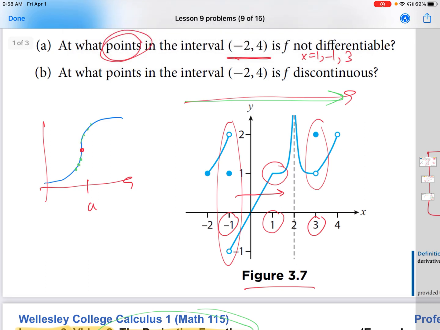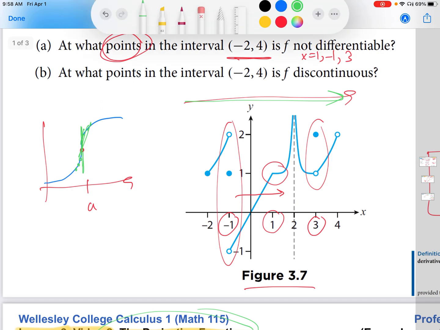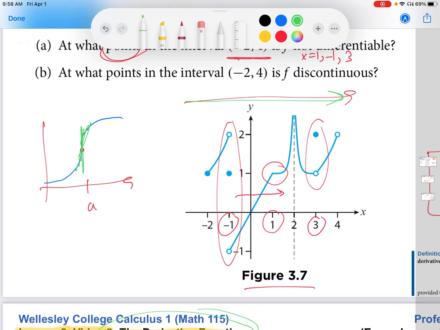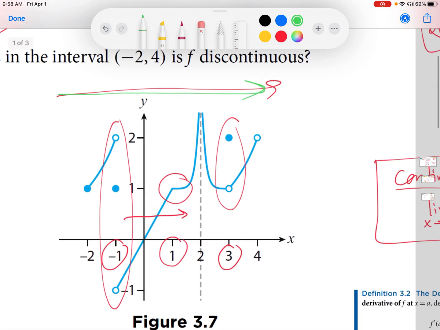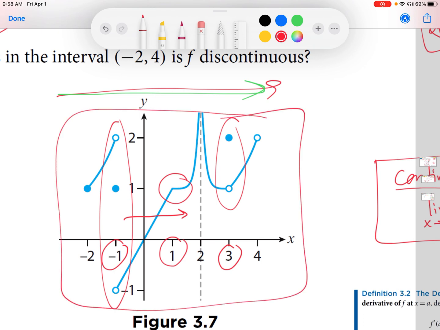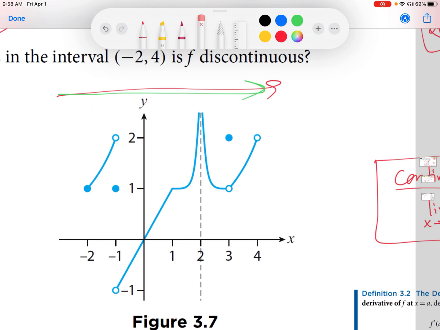Here I am picking points from the right, my secant lines are converging to a tangent line. So there is a tangent line. The problem is that it has an infinite slope. And again, the derivative is a limit. If the limit is infinite, it does not exist. Therefore, the derivative does not exist at places on the graph where we have a vertical tangent. So looking at this graph, I don't see any place where we have a vertical tangent. So there is nothing to add.